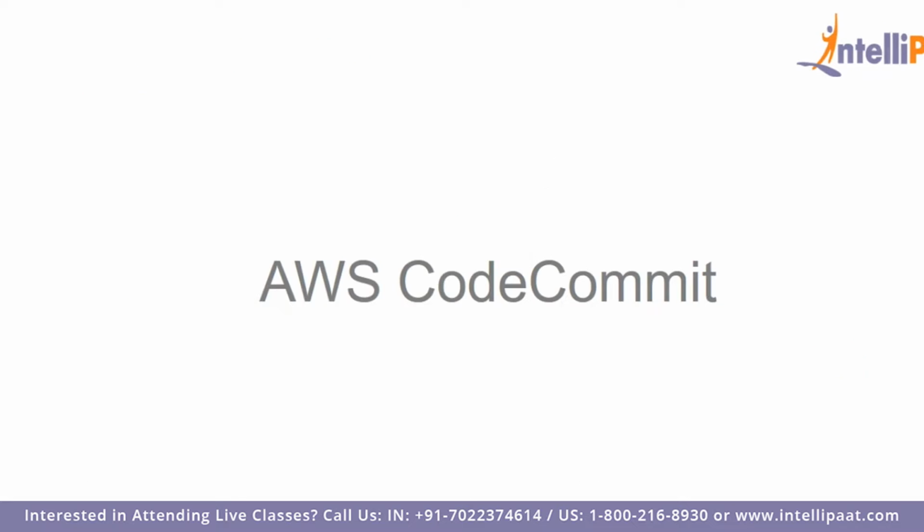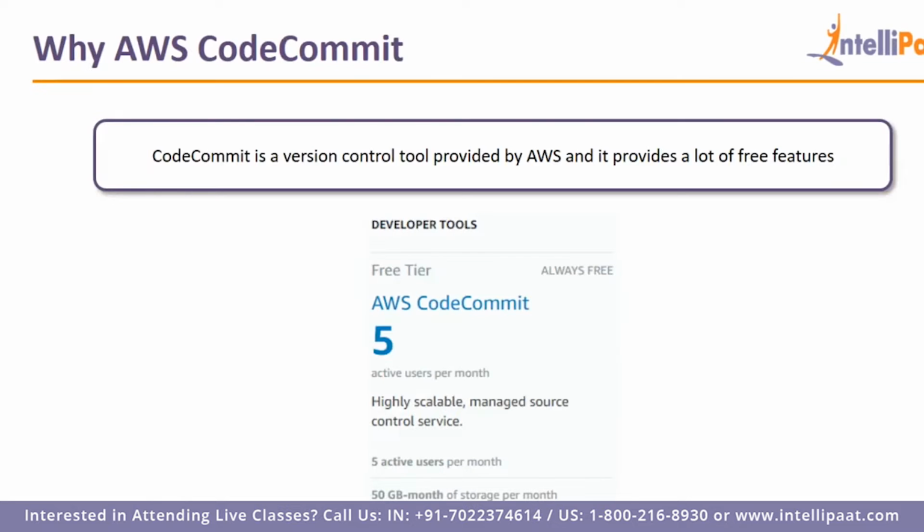So first let us discuss CodeCommit. As the name suggests, CodeCommit is a version control tool. It is like GitHub. It is like Bitbucket. It is a version control tool, guys, but it is provided by AWS and it also provides the same features GitHub or Bitbucket provides. You can do all of the stuff which is available over there, like committing, pull requests, merging branches. You can do all of it even using CodeCommit.